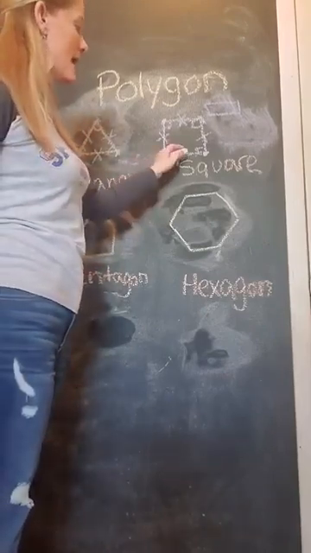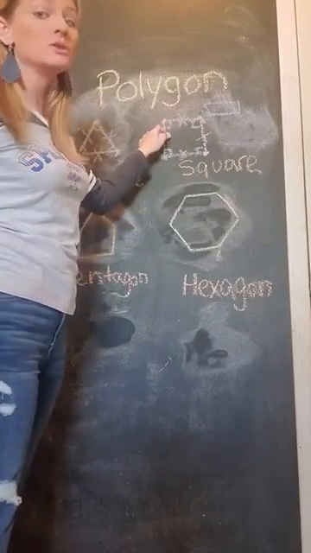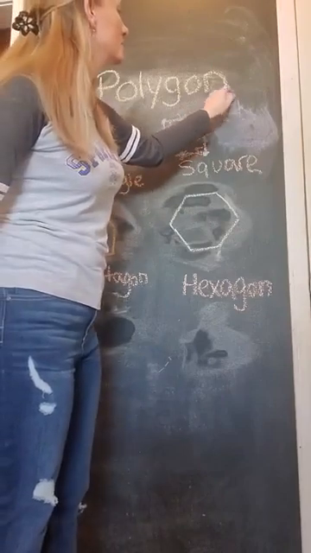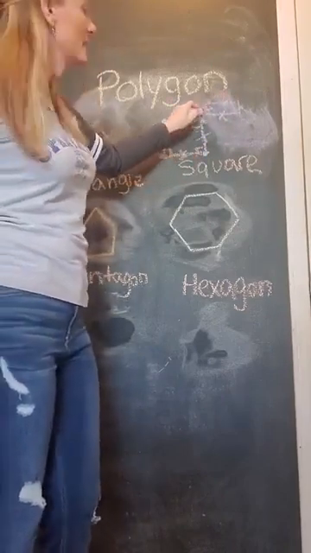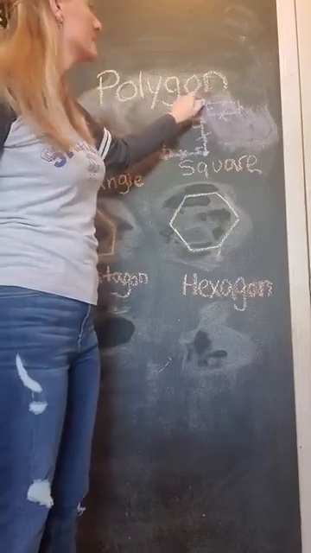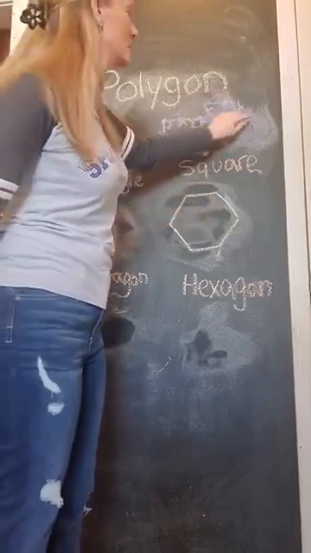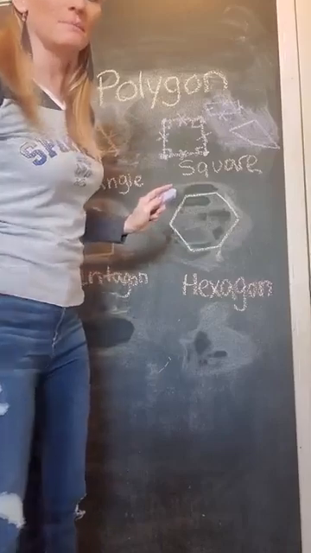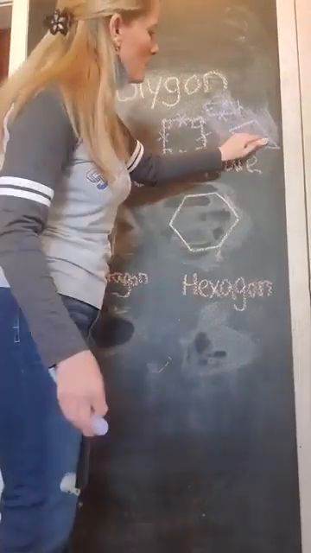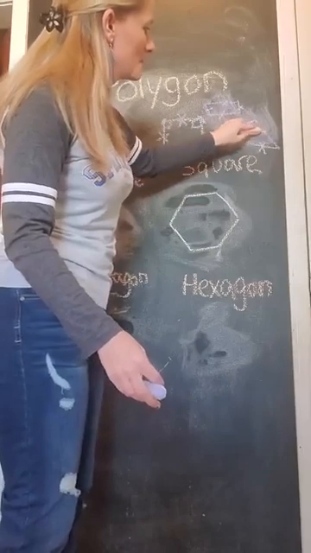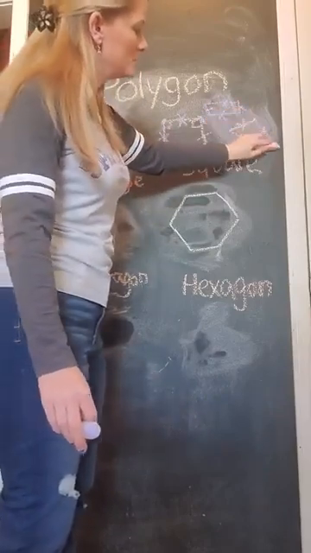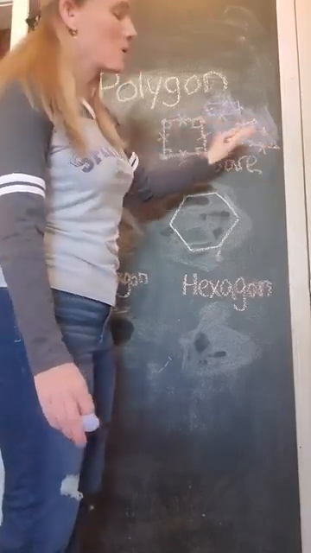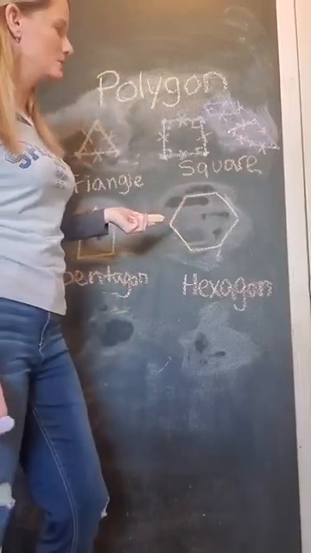So if it has 4 sides, it is a quadrilateral. A square has 1, 2, 3, 4 sides, so that makes it a quadrilateral. A rectangle has 1, 2, 3, 4 sides, and it has 4 angles and 4 vertices. So that makes it a quadrilateral. You might have a shape like this. Is that a quadrilateral? Let's count. We have 1, 2, 3, 4 sides, 1, 2, 3, 4 vertices, and 1, 2, 3, 4 angles. So that would make that a quadrilateral too.